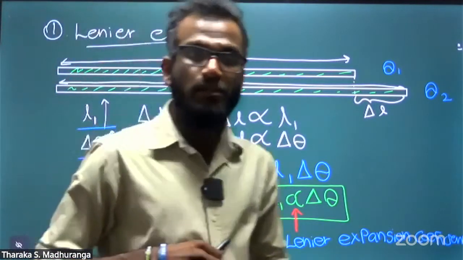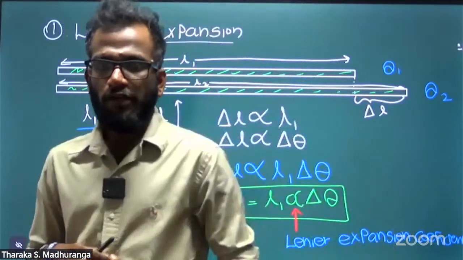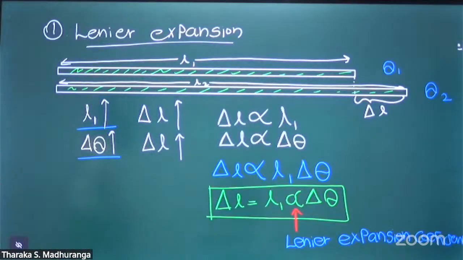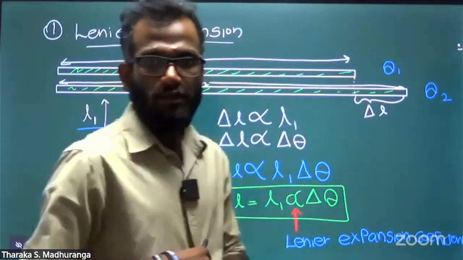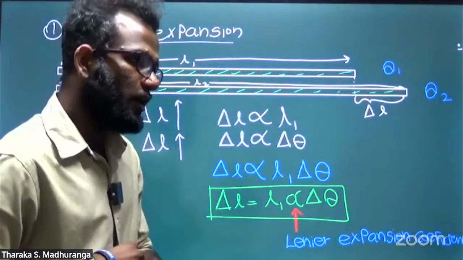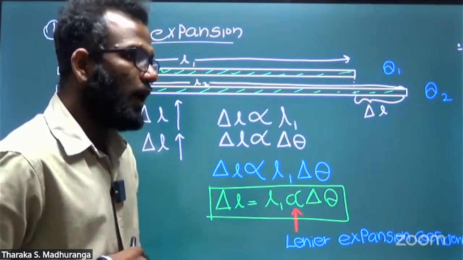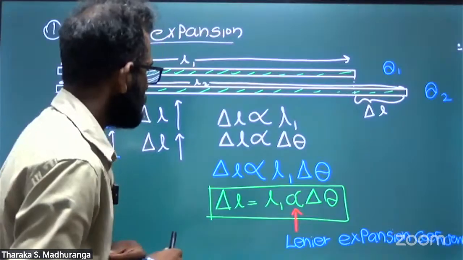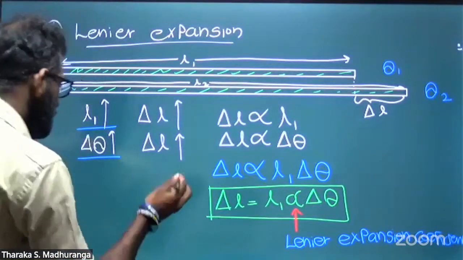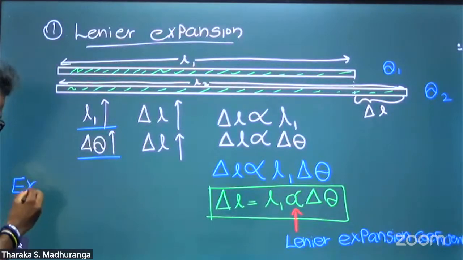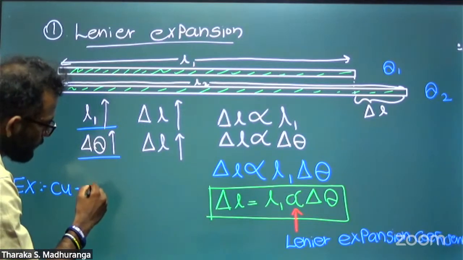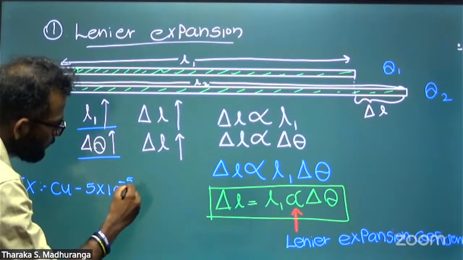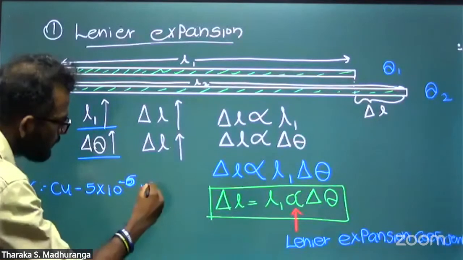Second point, it means when the substance type changes, the linear expansion coefficient alpha is changing. Write down examples. For copper, the alpha value is 5 into 10 to the power minus 6 per Kelvin.